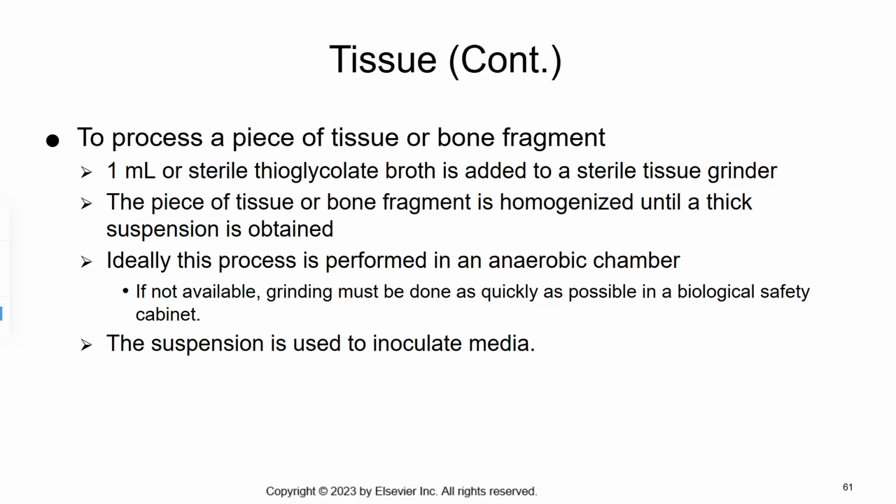To process a piece of tissue or bone fragment, 1 ml of sterile thioglycolate broth is added to the sterile tissue grinder. Piece of tissue or bone fragment is homogenized until a thick suspension is obtained. Ideally, this process is performed in an anaerobic chamber. If not available, grinding must be done as quickly as possible in a biological safety cabinet. The suspension is used to inoculate media.